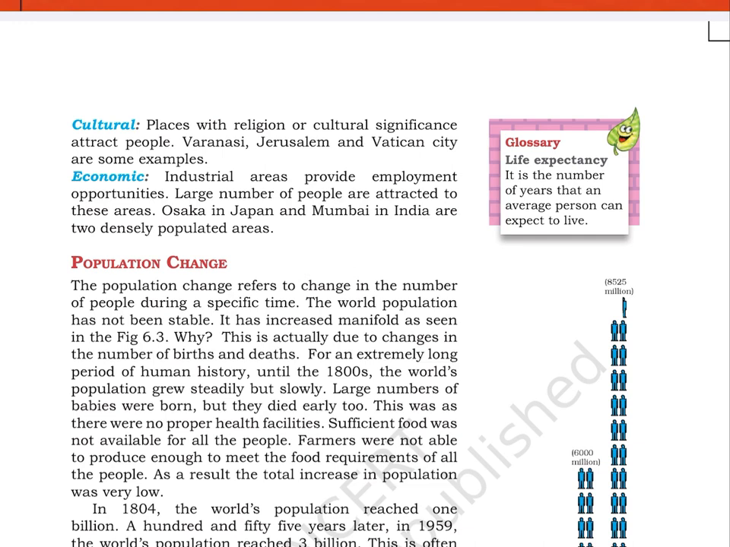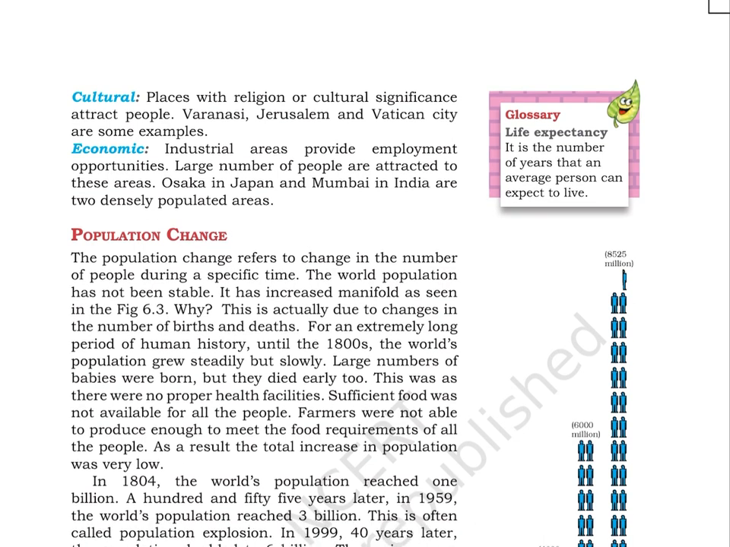On right side of page number 65, there is a pink box which reads Glossary. Life expectancy. It is the number of years that an average person can expect to live. Population change. The population change refers to change in the number of people during a specific time. The world population has not been stable. It has increased manifold as mentioned in the figure 6.3. Why? This is actually due to changes in the number of births and deaths.